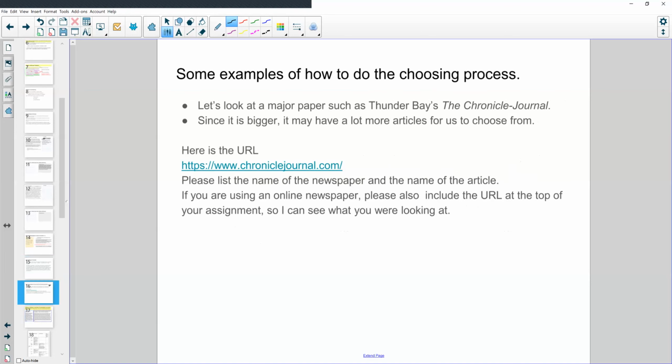Okay. Some examples of how to do the choosing process. I'm going to look at a major paper such as Thunder Bay's The Chronicle Journal, just because it'll have a lot of articles. This is the URL if you want to look at things yourself.